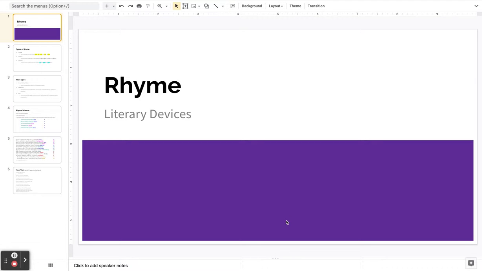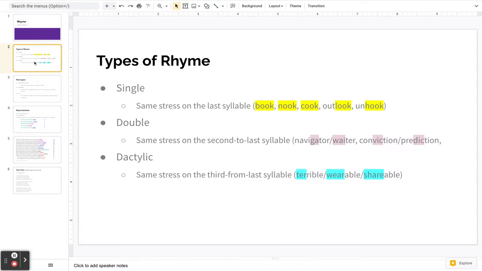Hi there. So instead of figurative language, I'm going to focus on a literary device today, and that's rhyme. We all know rhymes. We hear songs, we've read poems. We know rhyme, words that sound the same, right? So there are types of rhyme.